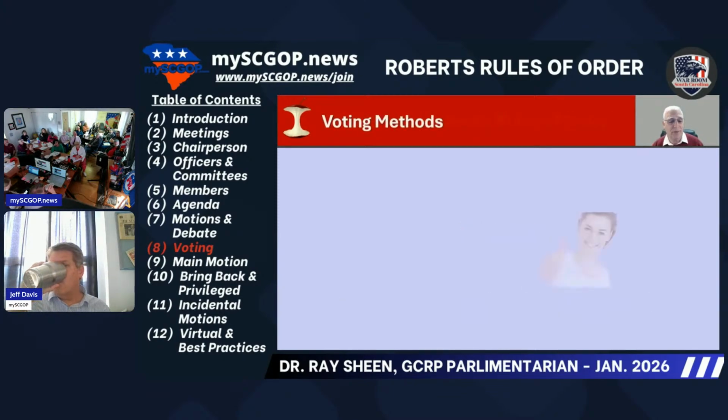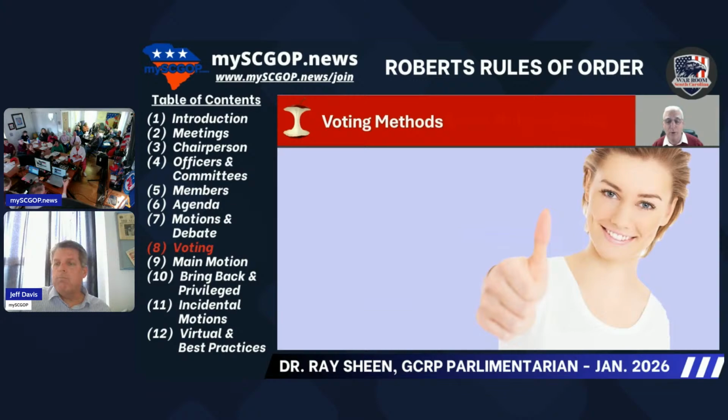Voting is the method by which the Assembly determines what actions are to be taken by the Assembly. Robert's Rule 45 describes the various types of voting and the issues that can arise when the Assembly is taking a vote. The most common type of voting is the voice vote. This is usually for simple or straightforward motions, such as approving the minutes from the previous meeting.